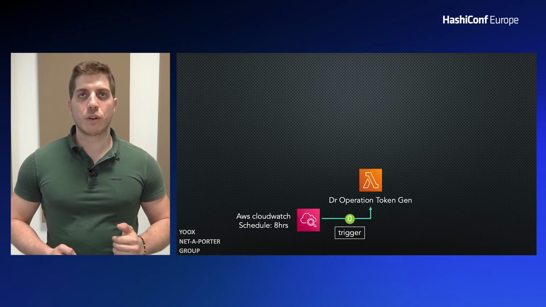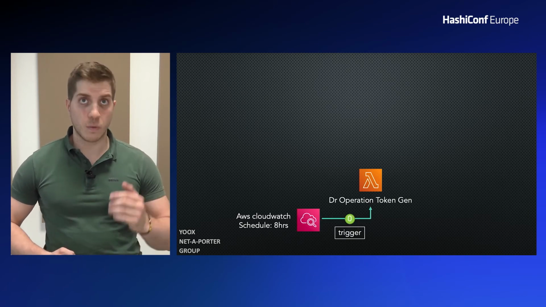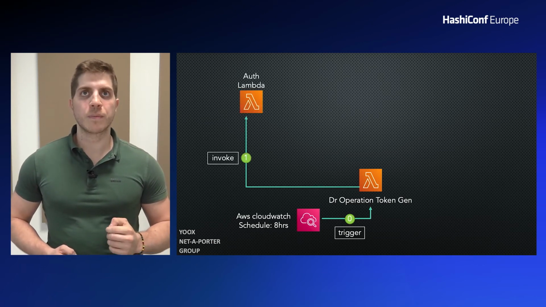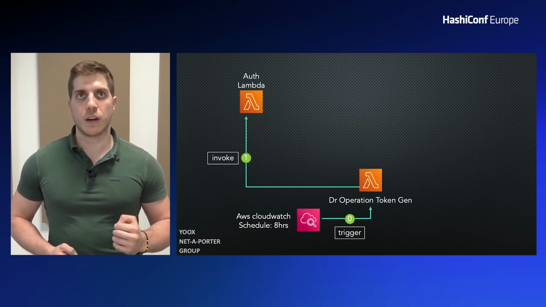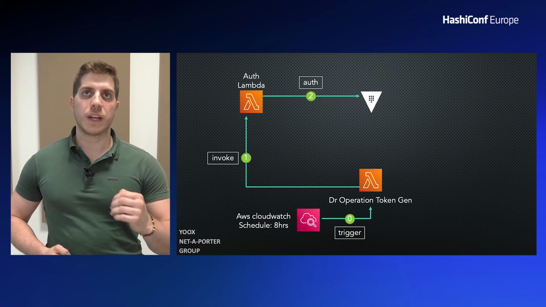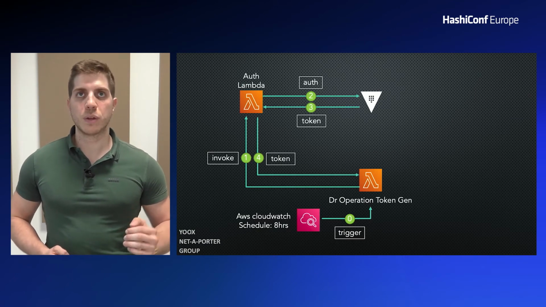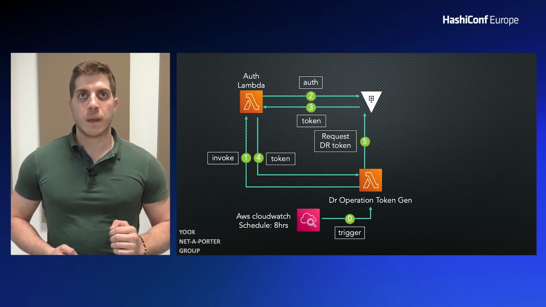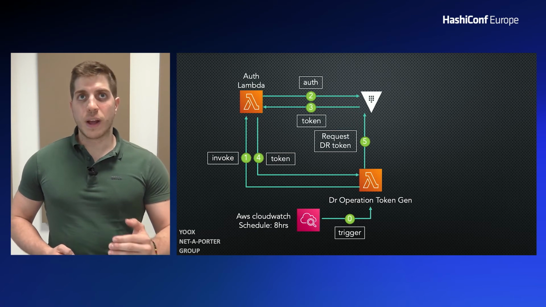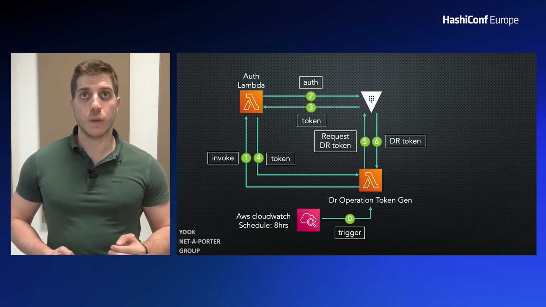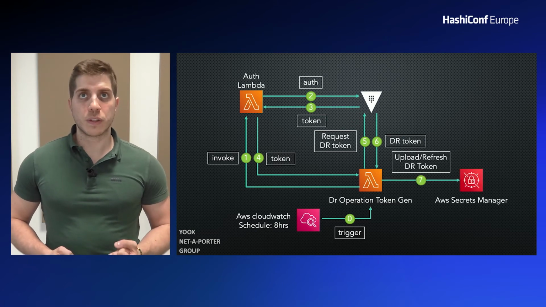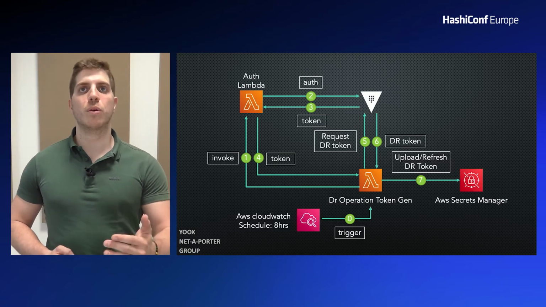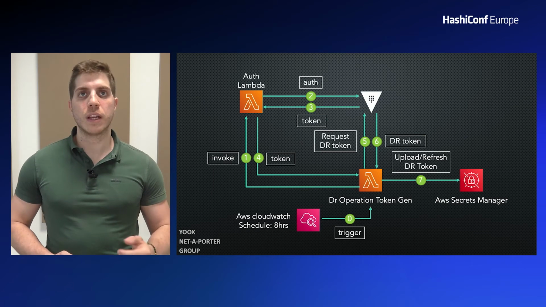So let's see a picture of it. We have our DR operation token gen Lambda, which is scheduled every 8 hours by using a CloudWatch event. Now this Lambda calls the auth Lambda, which itself will authenticate to Vault, get a token, and return a token to our initial Lambda. In this way it can request a DR operation token from Vault, since it is authenticated, and then Vault will return this token. Afterwards, our DR operation token gen Lambda will be able to upload or refresh the DR operation token in Secrets Manager.